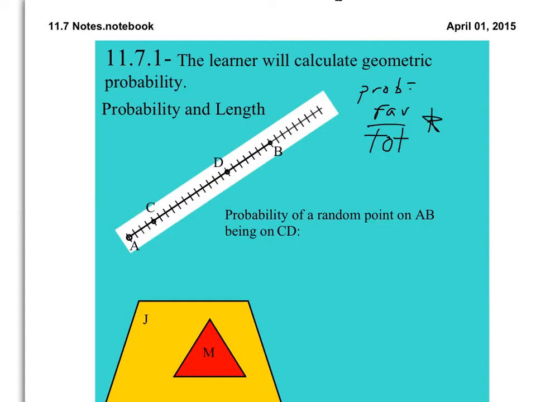So our total points here are the ones that are on AB. Not total in this diagram, but the ones that are on AB. In terms of how long AB is, there's 23 units on AB. I've counted that. And then CD is our favorable. We want to find the probability of a random point on AB also being on CD. So favorable is CD: 1, 2, 3, 4, 5, 6, 7, 8, 9, 10, 11, 12. There are 12 units of length in CD. So the probability here would be 12 out of 23. Favorable over total.